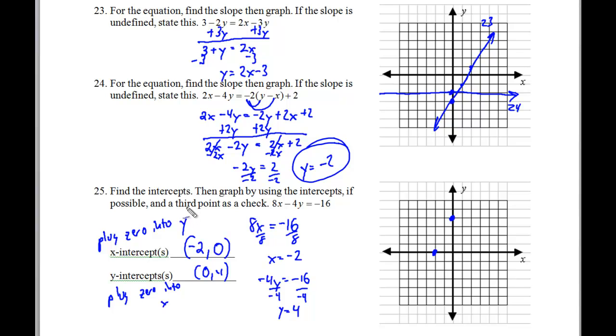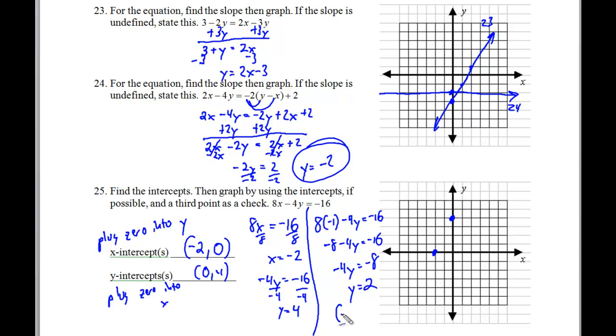Now it says do a third point as a check, and I think this is a very good idea. The point between negative 2 and 0 is negative 1. So let me try plugging in negative 1 for my x there. So if I go 8 times negative 1 minus 4y equals negative 16, what I'm hoping is it gets this number in the middle, like a 2 there. So this is negative 8 minus 4y equals negative 16. Just going to divide that there so you don't see that these are overlapping. Move the negative 8 to the other side. Negative 4y is equal to negative 8. Divide both sides by negative 4. Y is equal to positive 2.